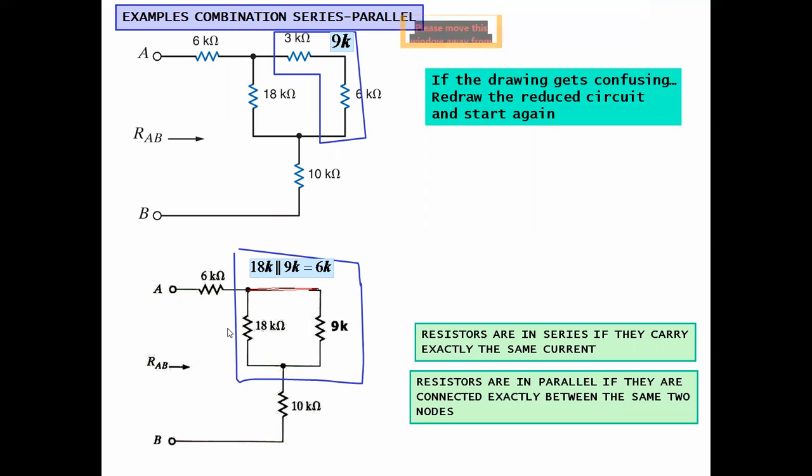So these two individual resistances, 18 kilo ohm resistance and 9k ohm resistance, will be replaced by a single resistance of value 6 kilo ohm. After that, this 6 kilo ohm resistance will come in series with the 6 kilo ohm resistance and the 10 kilo ohm resistance. So the total effective resistance between terminal A and B will be 6 plus 6 plus 10. So your final answer will be 22.